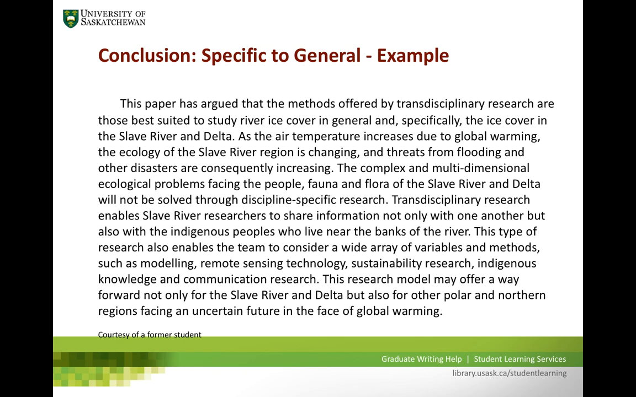This type of research also enables the team to consider a wide array of variables and methods, such as modeling, remote sensing technology, sustainability research, indigenous knowledge, and communication research. This research model may offer a way forward, not only for the Slave River and Delta, but also for other polar and northern regions facing an uncertain future in the face of global warming.